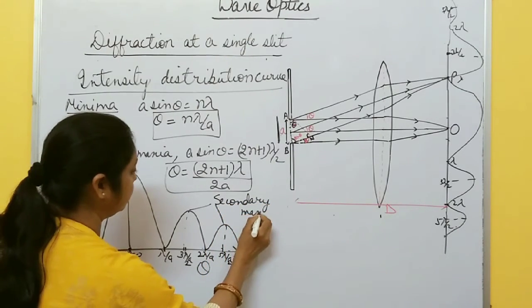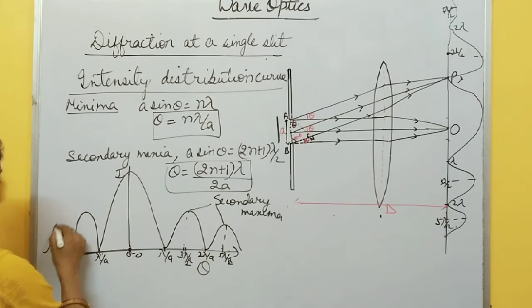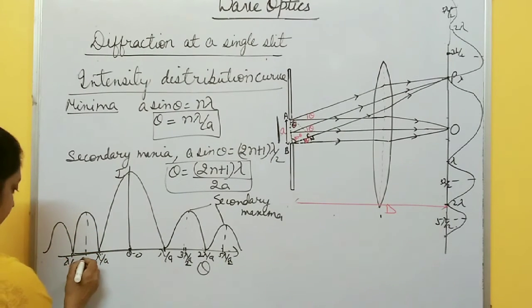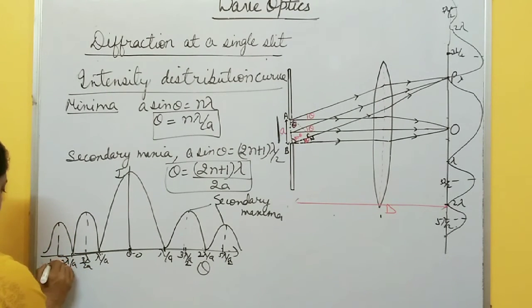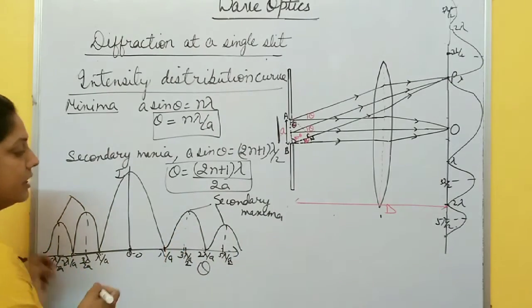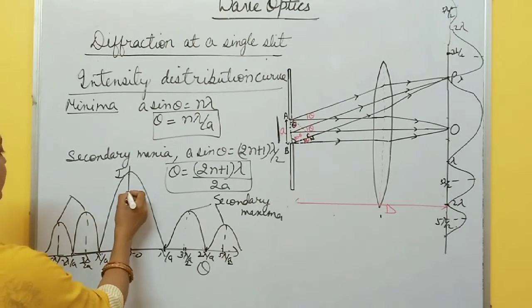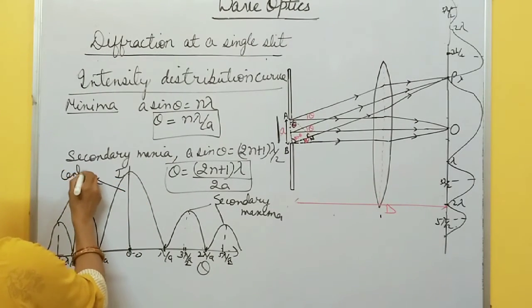Secondary maxima, this side also. So here is the 3 lambda by 2a, then 2 lambda by a, then again here 5 lambda by 2a. In this way you draw. These two are again secondary maxima. This is the first secondary maxima, this one is the second secondary maxima, this one is the first minima, second minima, and this one is the central maxima.